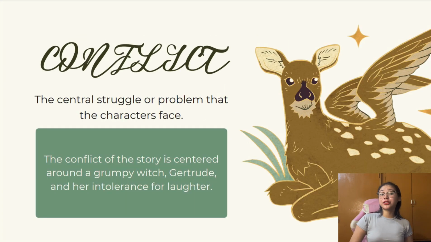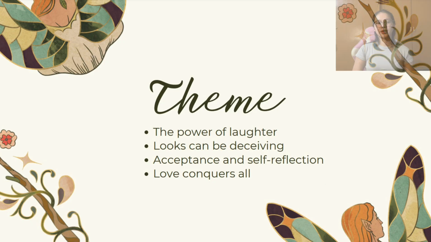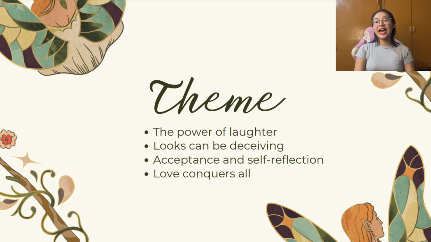Now let's talk about the conflict. If an author wants to keep readers interested in the story, it's essential to introduce an element of conflict. This conflict is what continues to progress the story, building suspense and tension until the climax of the story where the conflict is resolved. The conflict of the story is centered around a grumpy witch, Gertrude, and her intolerance for laughter.